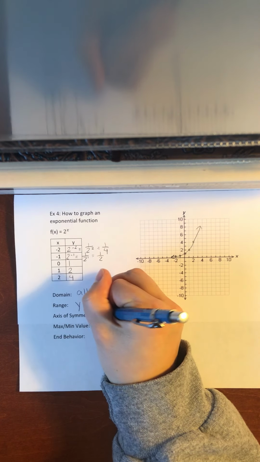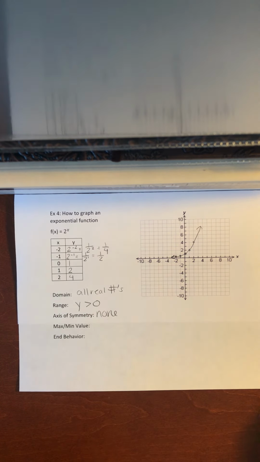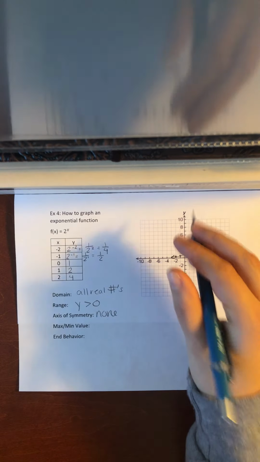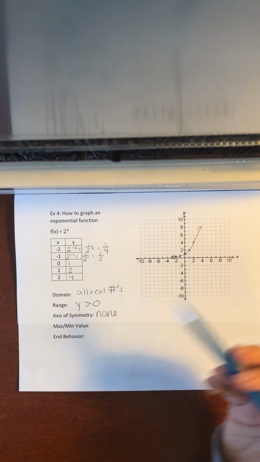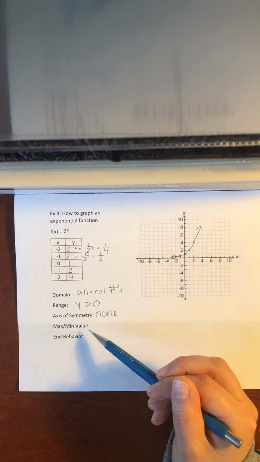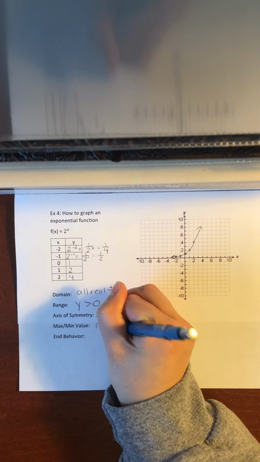Axis of symmetry, there is none. There's no line that you can put that'll, whatchamacallit, there's no line of reflection there. Maximum or minimum value, there is none.